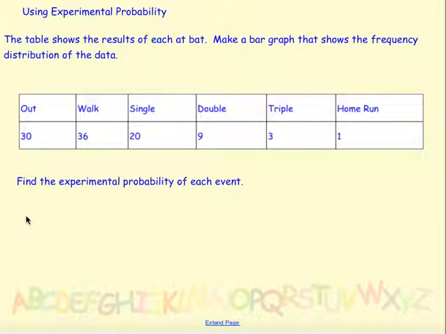All right, so it looks like there are 99 at-bats. Let me check that one more time.